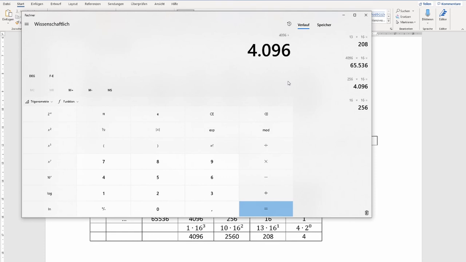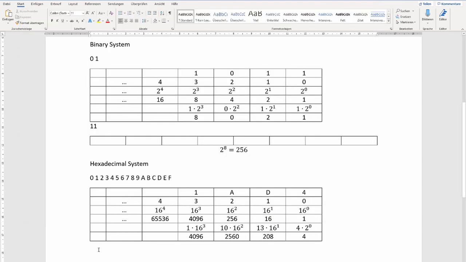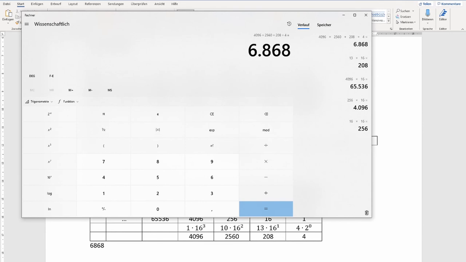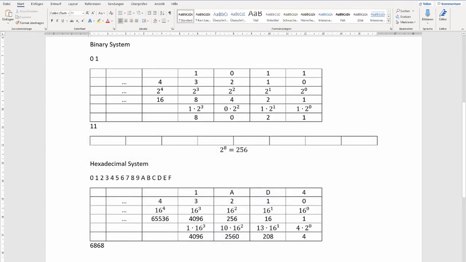4096 plus 2560 plus 208 plus 4, 6868. What? Really? Yeah. Okay. 6868. This would be 1A184 in decimal.